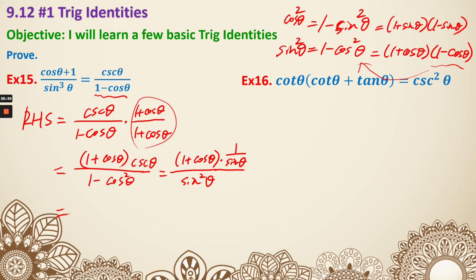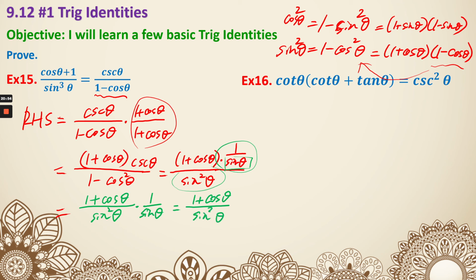And if you think about it, the top is a fraction, and the sine is a denominator. This sine theta squared is the denominator of the whole thing. So basically, I have 1 plus cosine theta over sine theta squared times another 1 over sine theta, which happens to be 1 plus cosine theta over sine theta cubed. And that is the left-hand side. So we just proved it.